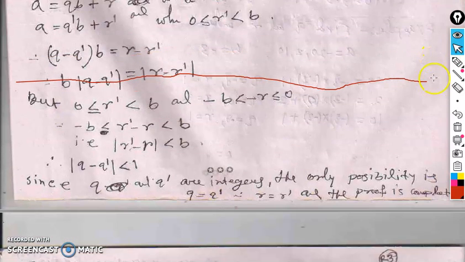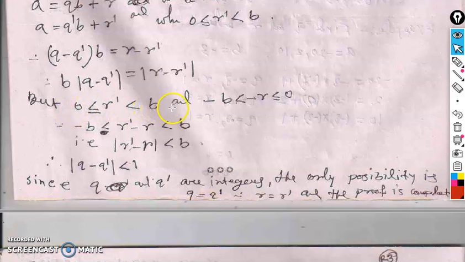According to the result we have already learned, r dash lies between 0 and b, and r should lie between 0 and b. If we multiply it by minus, the inequality changes and becomes minus b less than minus r less than or equal to 0. If we add these two quantities, what happens? R dash minus r should lie between minus b and b.